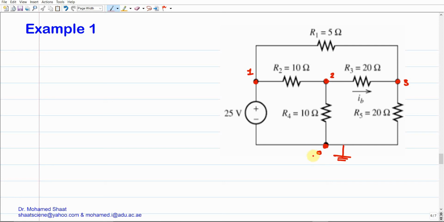The second step is just to assign or define a reference node, and we did. This is gonna be our reference node. Make sense? Then the third step is just to assign a voltage for each node. I'm gonna give a node voltage to all of these nodes like V1, V2, V3, and this should be V0, which should be 0 as we discussed before. Make sense? So this is the third step.